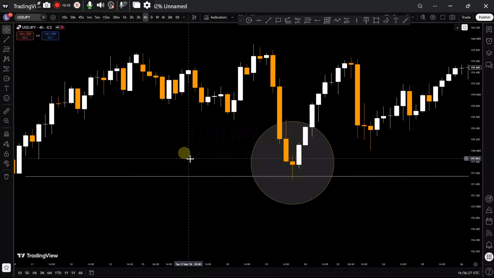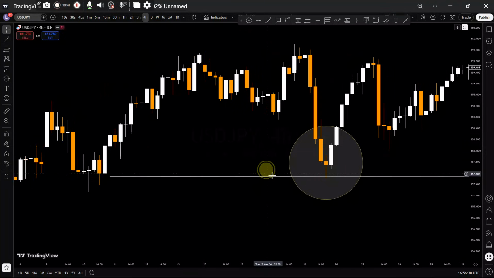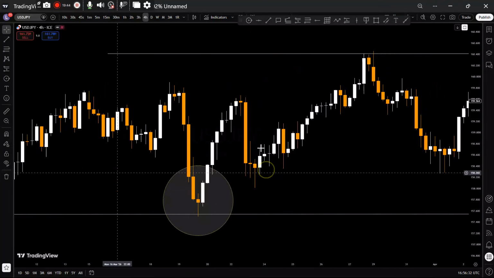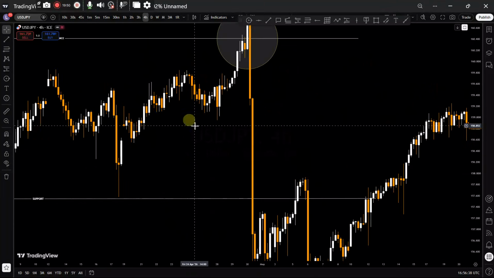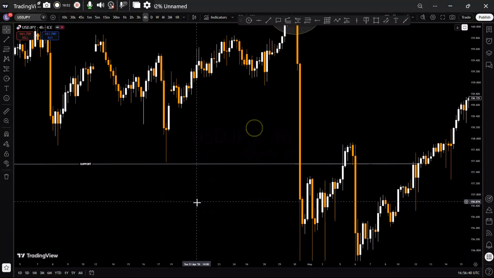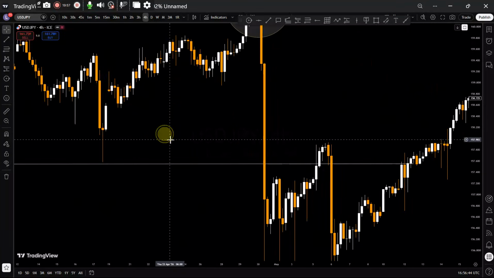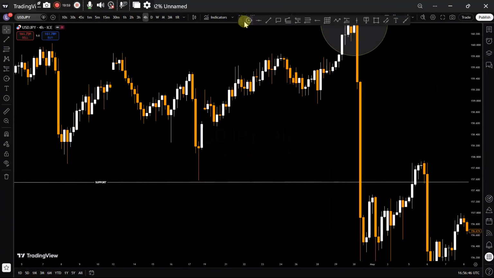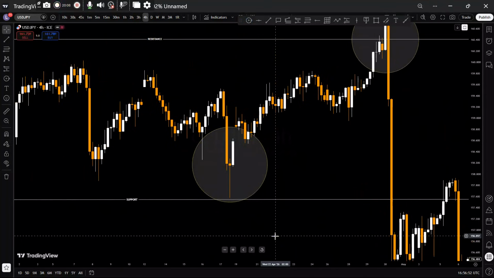So you wait for it to form many times on the support or on the resistance. Then you can either buy or sell. If a pin bar forms in the resistance zone, you can sell. If it forms in a support zone, you can buy. Look, we also have another one here. You can use the pin bar as a confirmation.